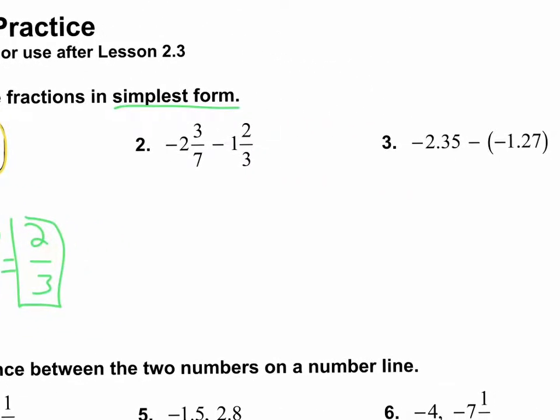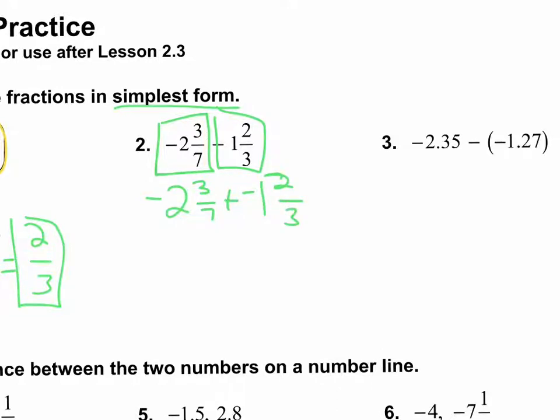All right, going on to number 2. First of all, do we see a double negative? No, but we can go ahead and circle our terms. They are opposite signs, but since we're subtracting, let's go ahead and make this an addition. So negative 2 3/7 plus a negative 1 2/3.